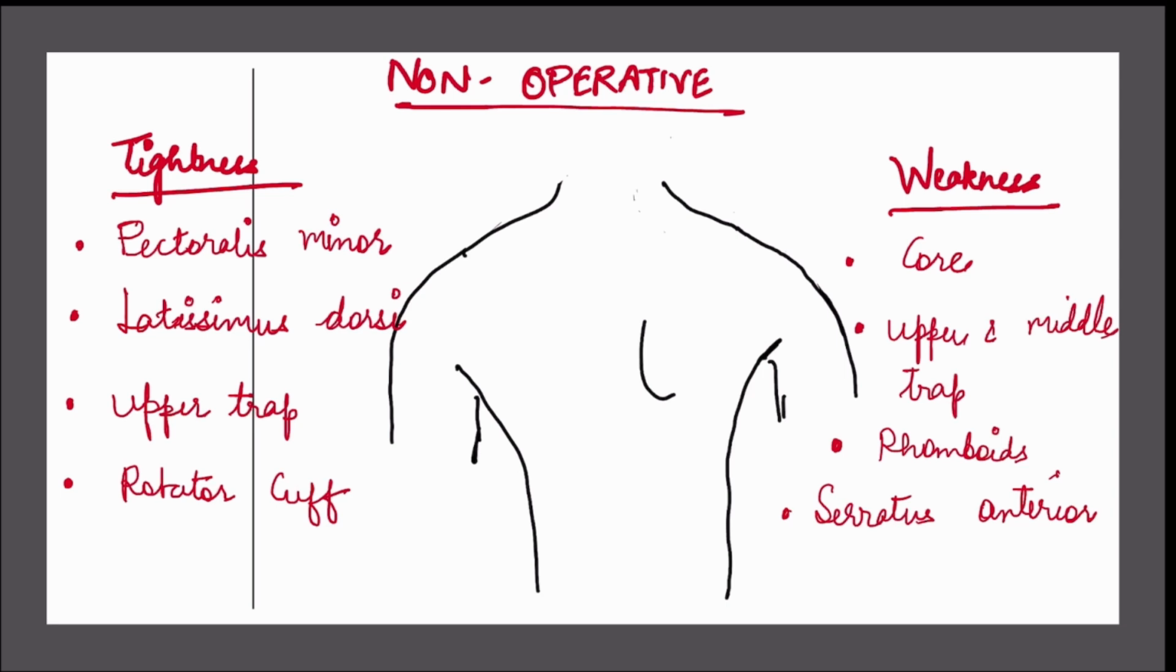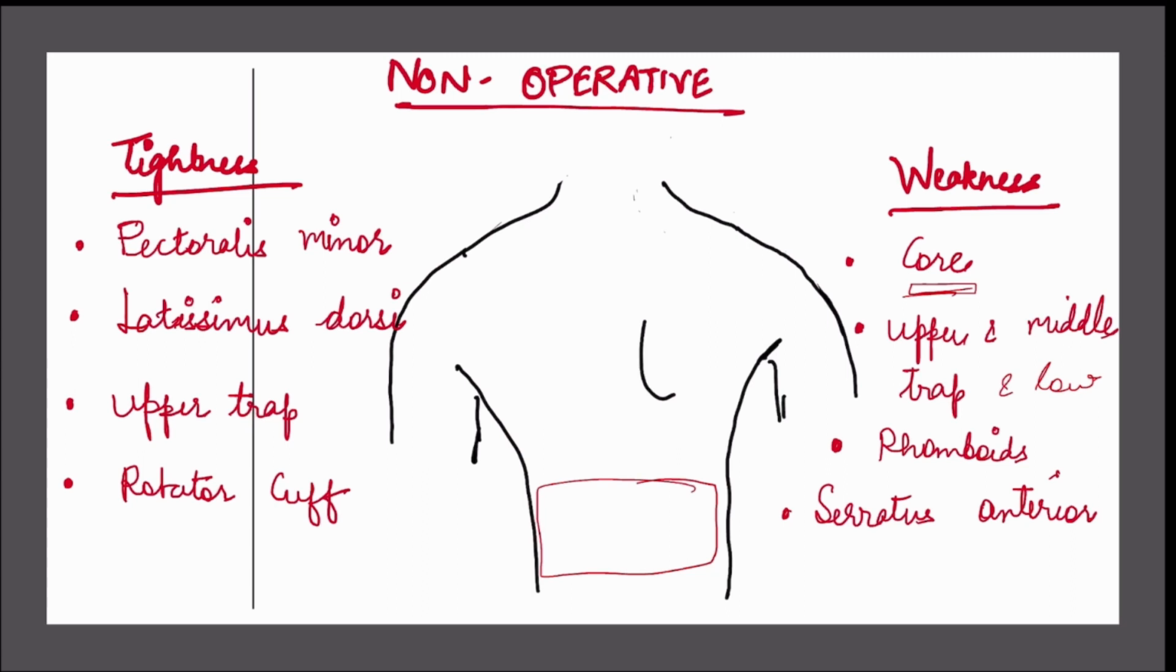And then coming on to the weak muscles. Weak muscles, first starting from the core, because for your scapula to contract and work properly, your core should be working properly. If your core is weak, scapular dyskinesis can be there. Then it is the upper, middle and the lower trapezius. All these three muscles can be weak, and what will happen if these are weak? The scapula would not retract properly.